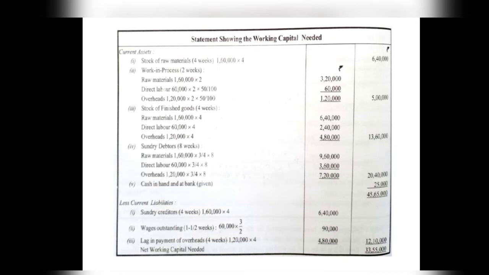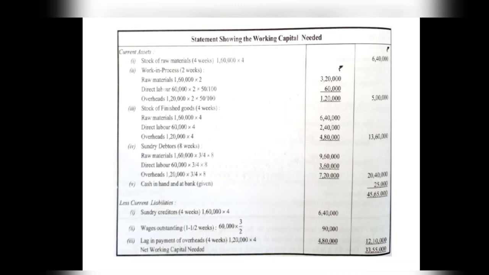So we know that 1,60,000 is the weekly cost of raw material multiplied by 2 weeks. So it comes to rupees 3,20,000, which will be written in the inner column. Then we calculate the cost of direct labor. So weekly cost of direct labor is 60,000 multiplied by 2 weeks into 50%. 50% degree of completion we are taking. So that is 50 divided by 100. So it comes to rupees 60,000, and that will be written in the inner column.